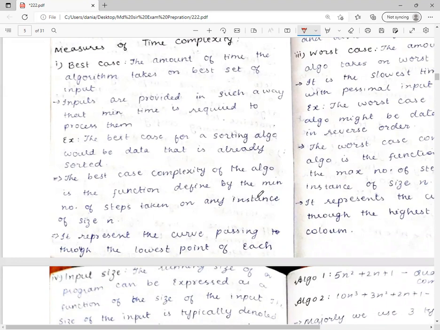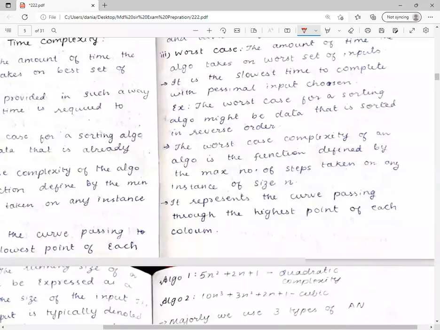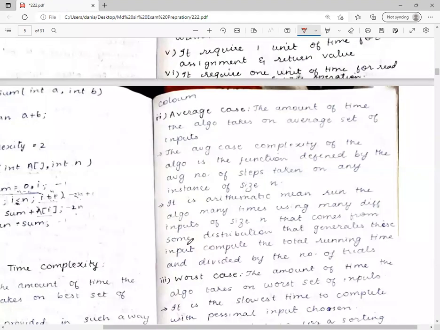The best case complexity of an algorithm is the function defined by the minimum number of steps taken on any instance of size n. It represents the curve passing through the lowest point of each column. Best case, average case, worst case. Average case: the amount of time the algorithm takes on an average set of inputs.